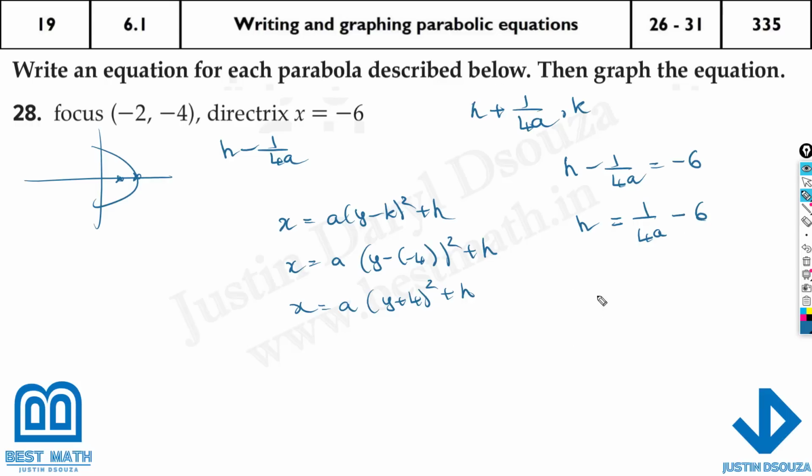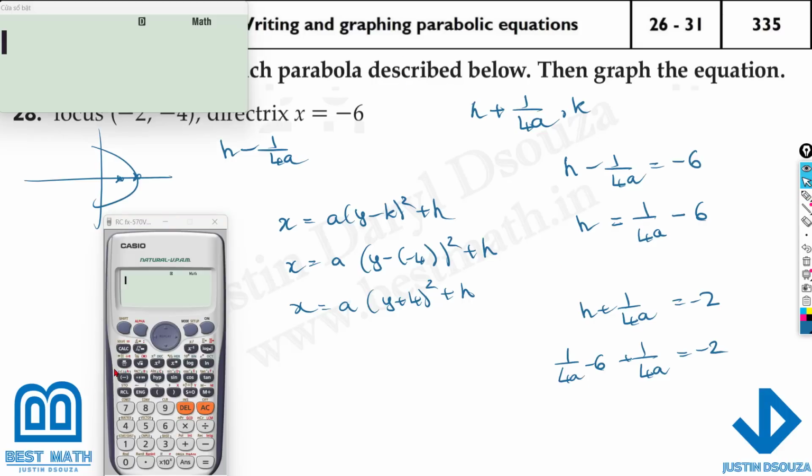I will use the second formula which we know, h plus 1 by 4a, that is equal to minus 2. Now it's not about rearranging. See here, I know the h value, so why don't I substitute that over here? I'll substitute h as 1 by 4a minus 6, plus 1 by 4a, that is equal to minus 2. Now, in order to avoid more steps, I'll just use the calculator here, and it's absolutely fine to use the calculator.